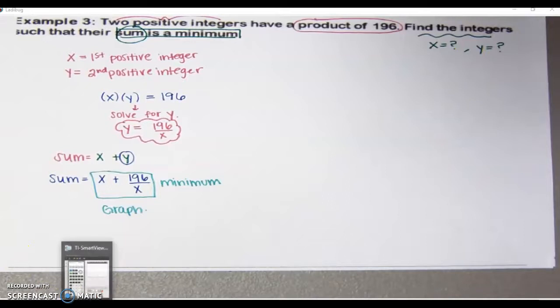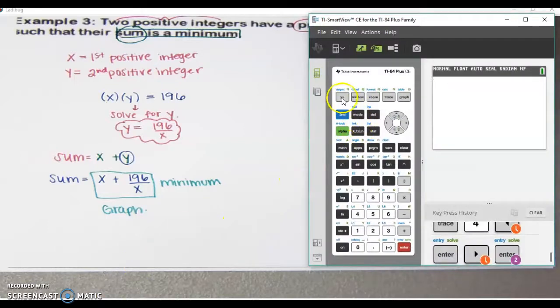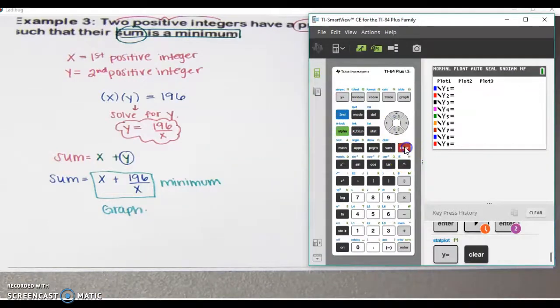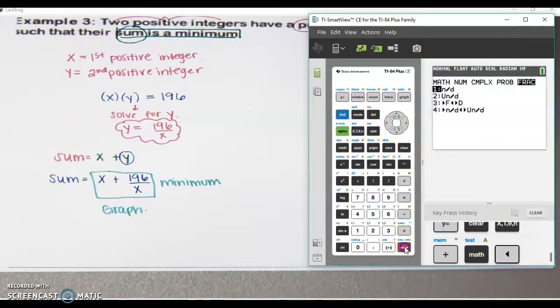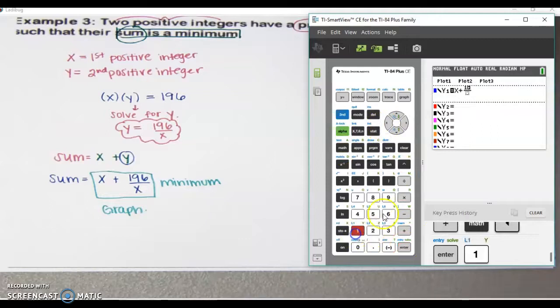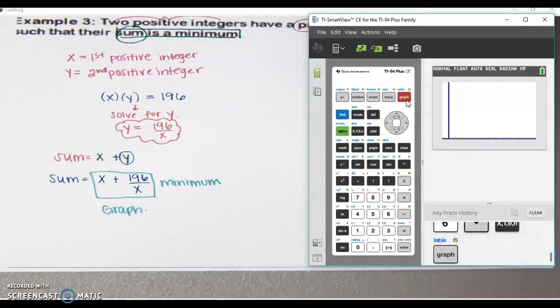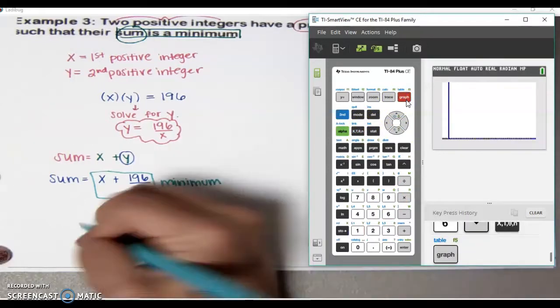So if you'll pull up your calculator, go to our y equals, clear it out. So we have x plus, I want to type this as a fraction, so if you hit math and go over to fraction, you can do the first one. So you get a fraction there, 196 over x. You can go ahead and just hit graph, we'll see what happens, and we'll see what we need to change our window to.